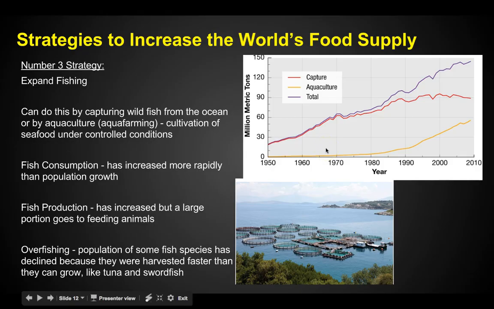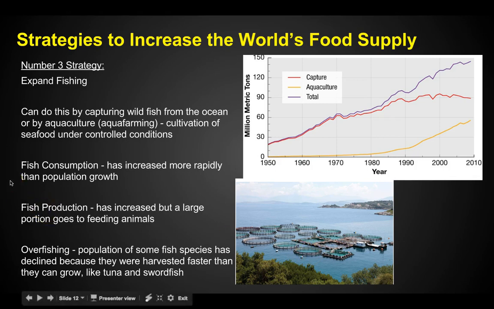Strategy number three to getting more food in the world, expand fishing. We can do this by capturing wild fish from the ocean or by aquaculture or aqua farming. This is the cultivation of seafood under controlled conditions. And here you can see an aqua farm right here, where they're growing fish in these tanks and holding them. So there's no real need to go out into the ocean. They just grow them themselves.